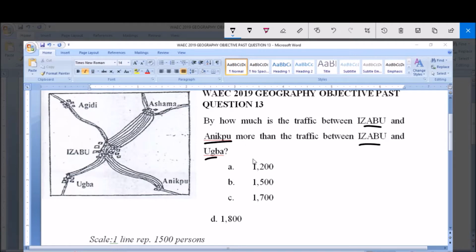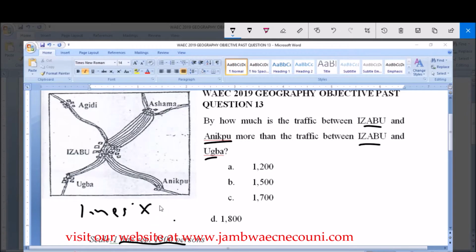A. 1,200, B. 1,500, C. 1,700, D. 1,800. Now remember that our scale is one line represents 1,500 persons. So we'll first locate the three towns that are involved in this question and then count the number of lines between these towns, multiply it by our scale factor, which is 1,500, and then when we get our answers we progress from there.